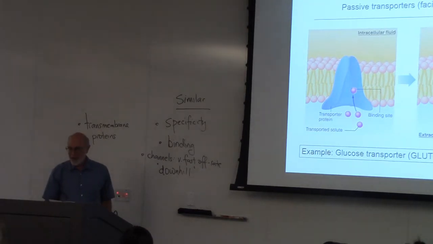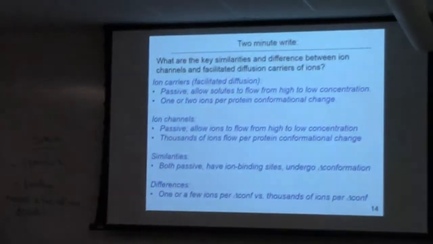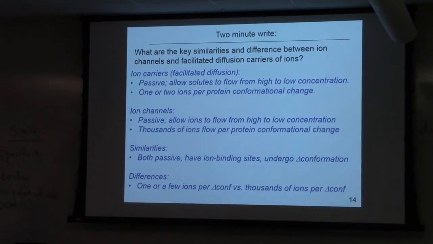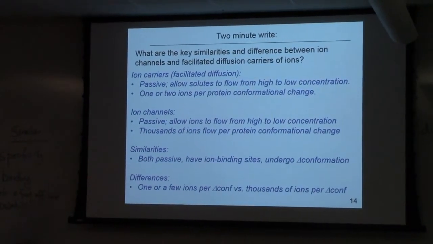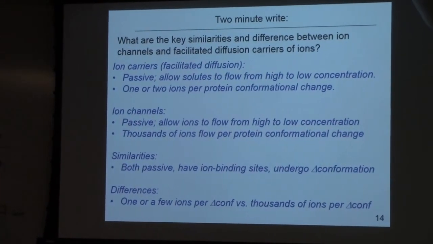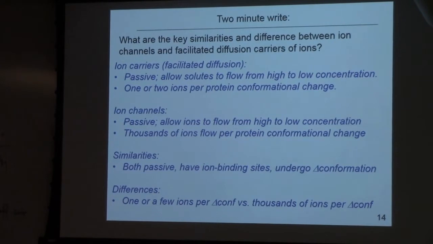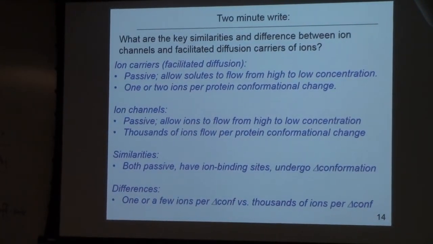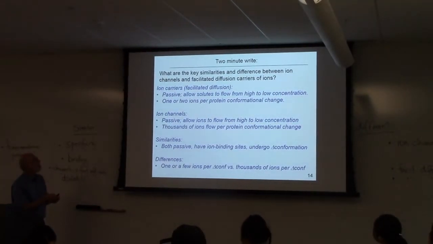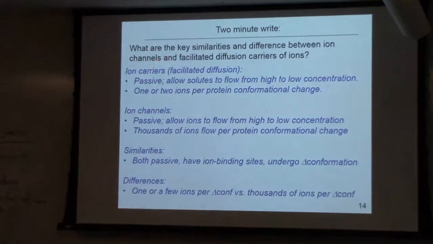So let's see what I came up with when I was trying to answer the questions. Ion carriers: passive, high to low concentration, one or two ions or solutes per conformational change. I said that, didn't write it down. This is getting at the idea that these are slow compared to these. These are fast compared to these.